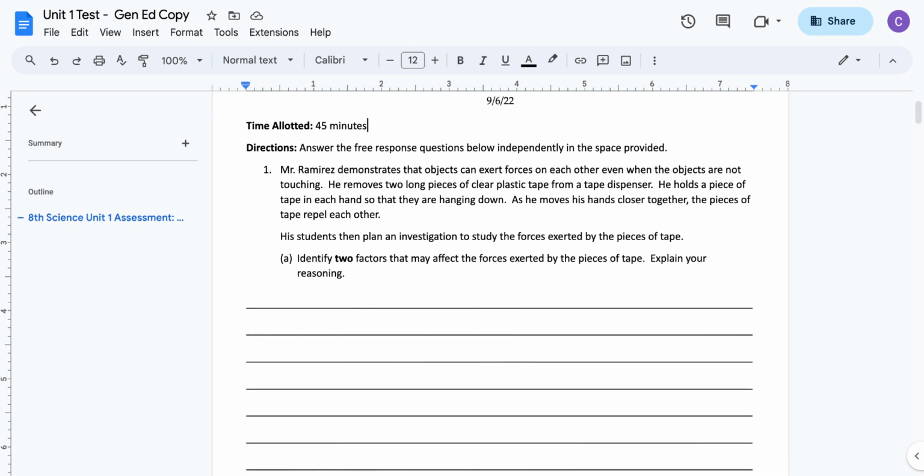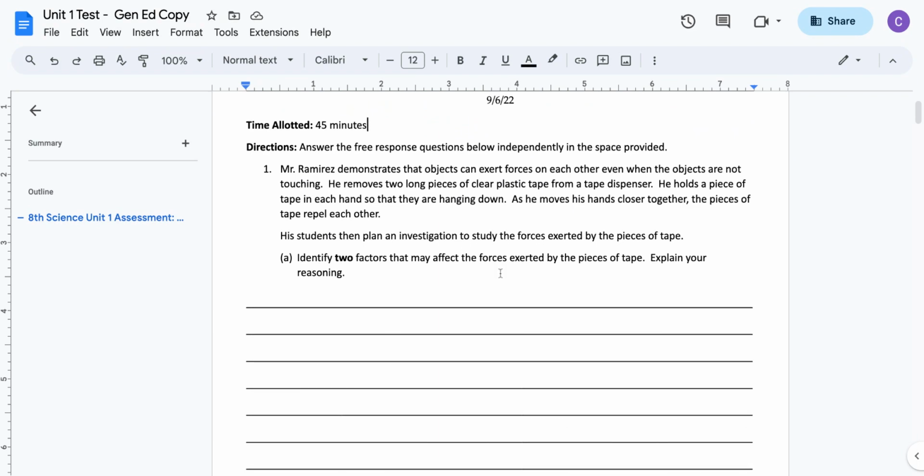1. Mr. Ramirez demonstrates that objects can exert forces on each other even when the objects are not touching. He removes two long pieces of clear plastic tape from the tape dispenser. He holds a piece of tape in each hand so that they are hanging down. As he moves his hands closer together, the pieces of tape repel each other. His students then plan an investigation to study the forces exerted by the pieces of tape.